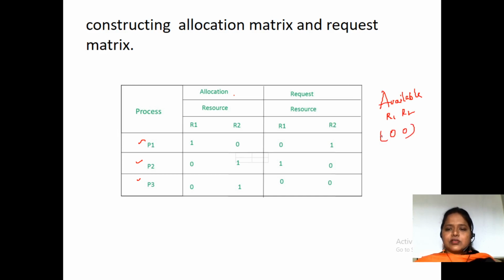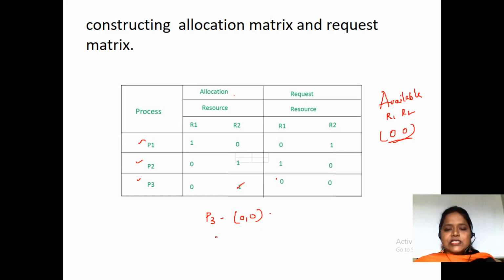Now the available resources are 0, 0. What we have to see is, with this 0, 0, can we fulfill any of the process requests? We have to check the requests. Yes, we can fulfill the request of process P3, which is 0 and 0. If process P3's request is fulfilled, it will release its allocation of resources.